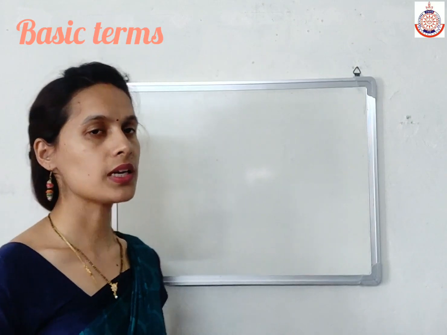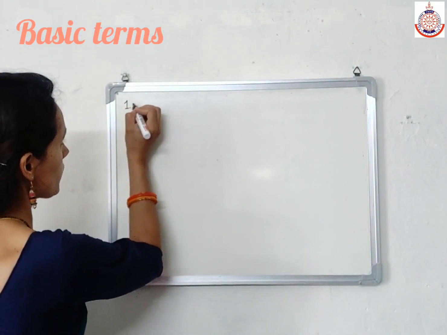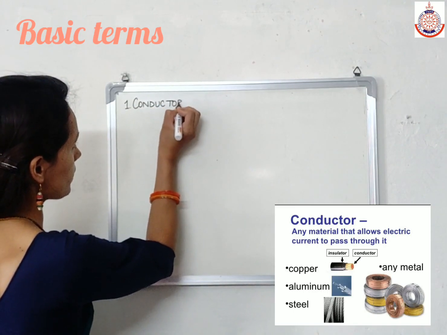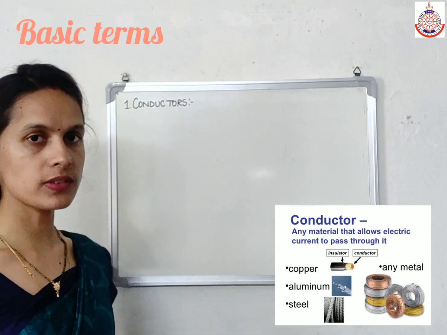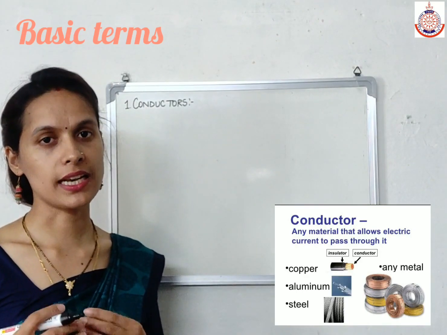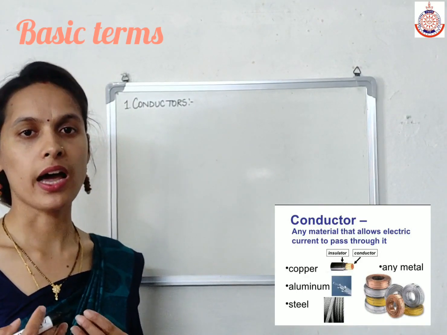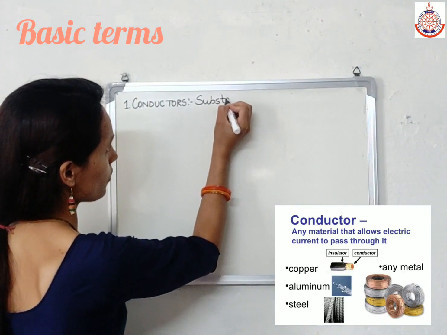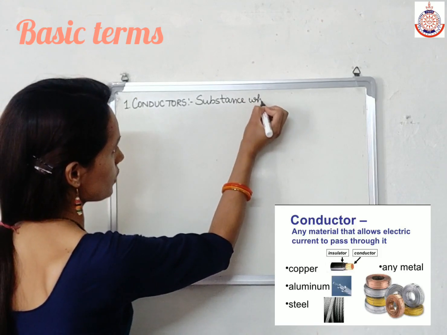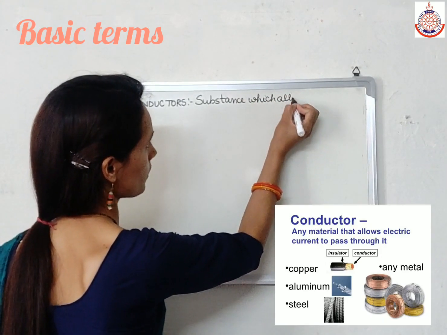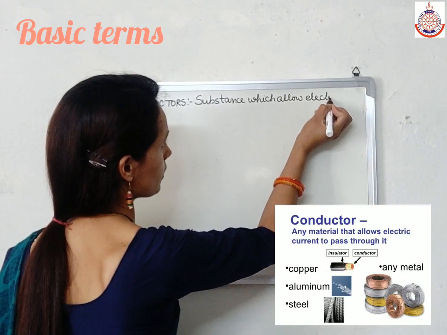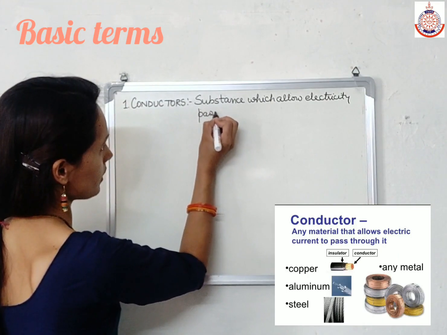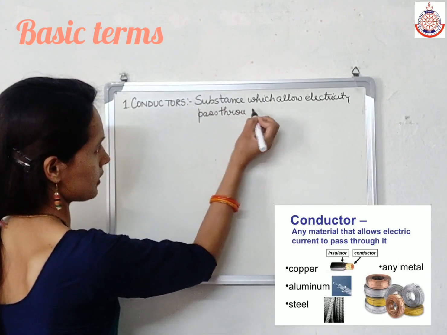So first of all, we'll talk about conductors. Now, what are conductors? Conductors are those substances which allow electricity to pass through them. These are known as conductors.